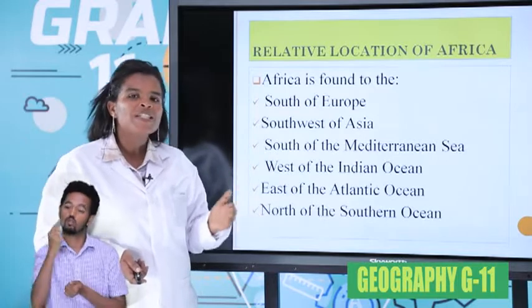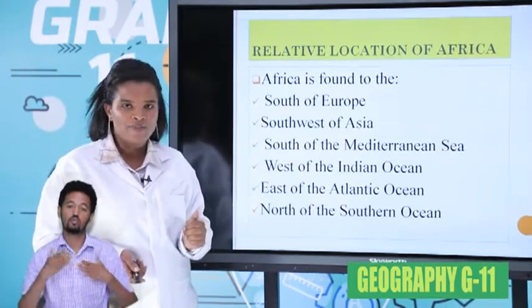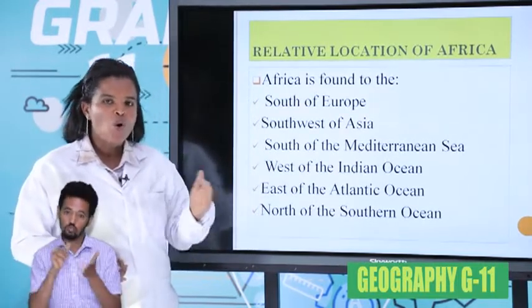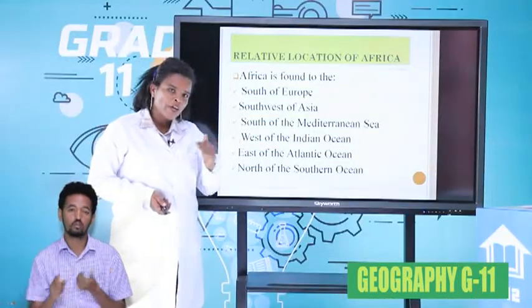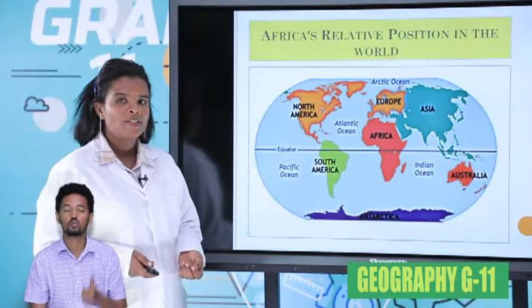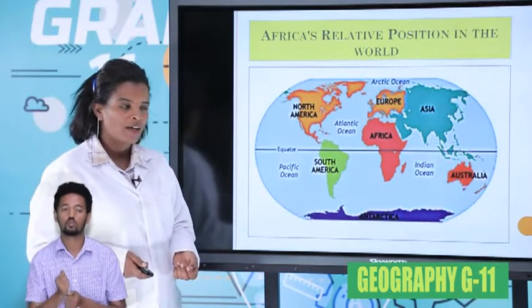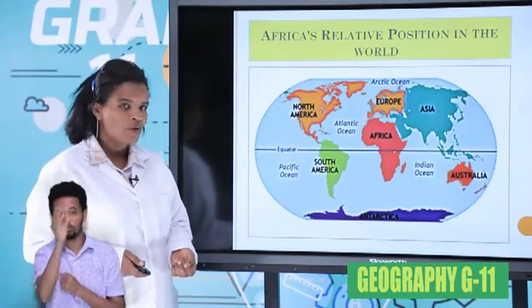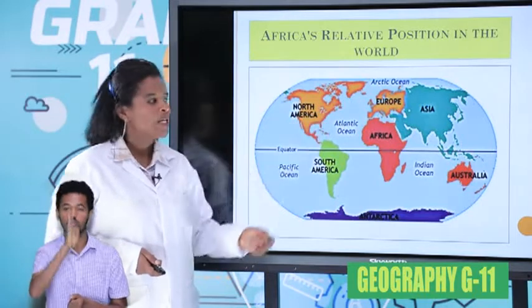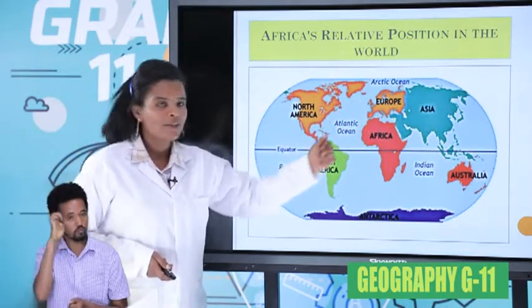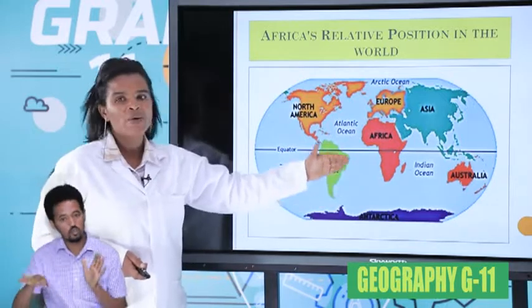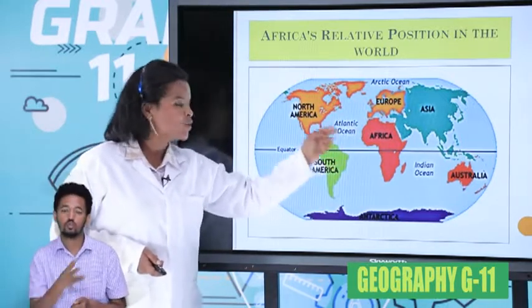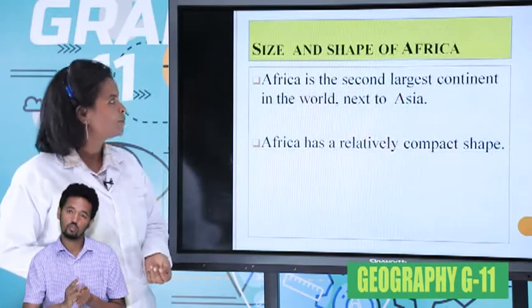When we see the relative location of Africa, relative location shows the location of the continent or the country with reference to physical features, that is landmass or water bodies. Landmass may be a continent or a country. Africa is found south of Europe, southwest of Asia, west of the Indian Ocean, north of the Southern Ocean, and east of the Atlantic Ocean.